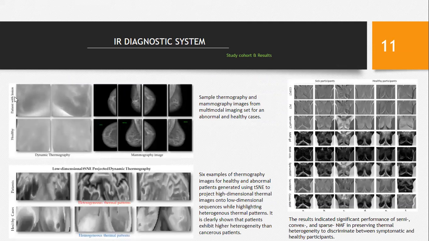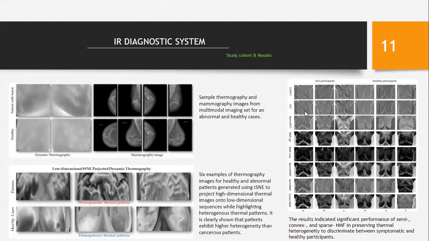Here we can see the dynamic thermography images. Compared down below are the healthy patients that have a homogeneous thermal pattern, and up above is a patient that has a heterogeneous thermal pattern that you can see right over here. There is a variance in the color and thermal temperature. And over to the right are the mammography images of the same patient. Down below, again, is the healthy patient that does not have a lesion. And up above is the patient that has a lesion that has caused some difference in the mammography image.